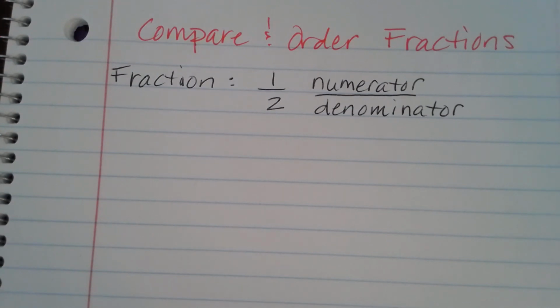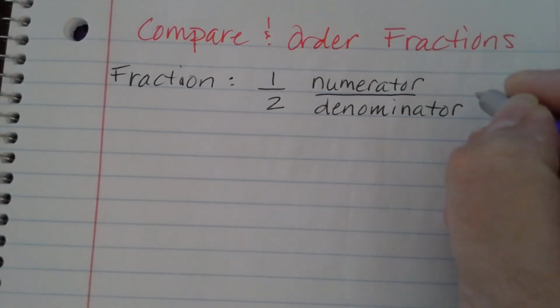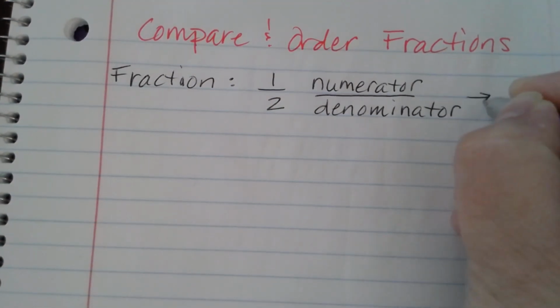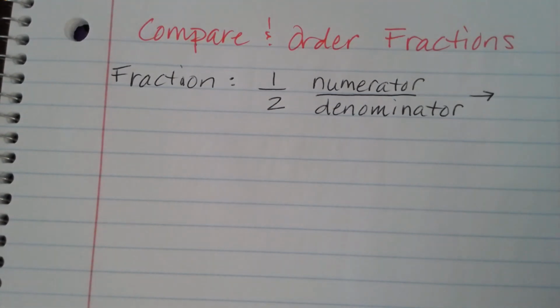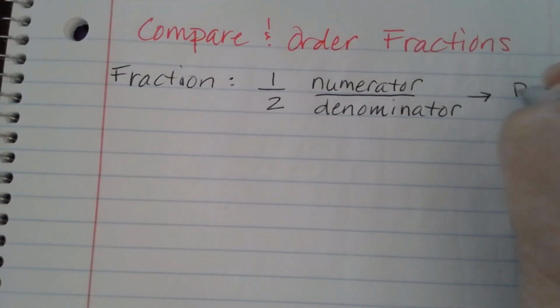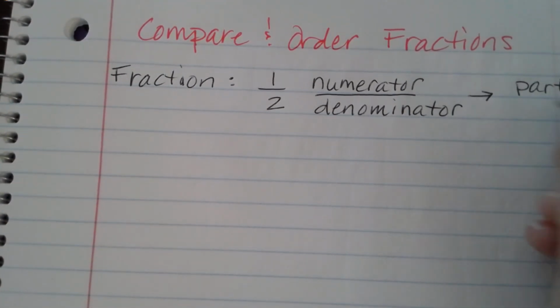All right, numerator and the denominator. So the top of my fraction represents what? The number. The number of. Say I have a circle and there's like the pieces. So if I say the parts, does that make sense? Yeah.